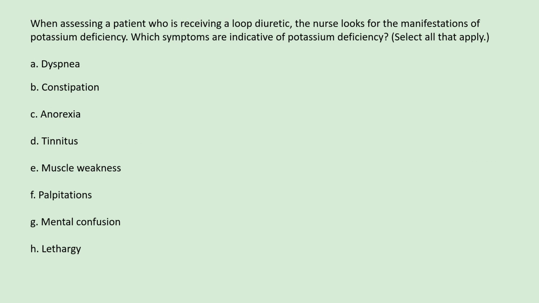When assessing a patient who is receiving a loop diuretic, the nurse looks for the manifestations of potassium deficiency. Which symptoms are indicative of potassium deficiency? Select all that apply. A. Dyspnea, B. Constipation, C. Anorexia, D. Tinnitus, E. Muscle weakness, F. Palpitations, G. Mental confusion, H. Lethargy.